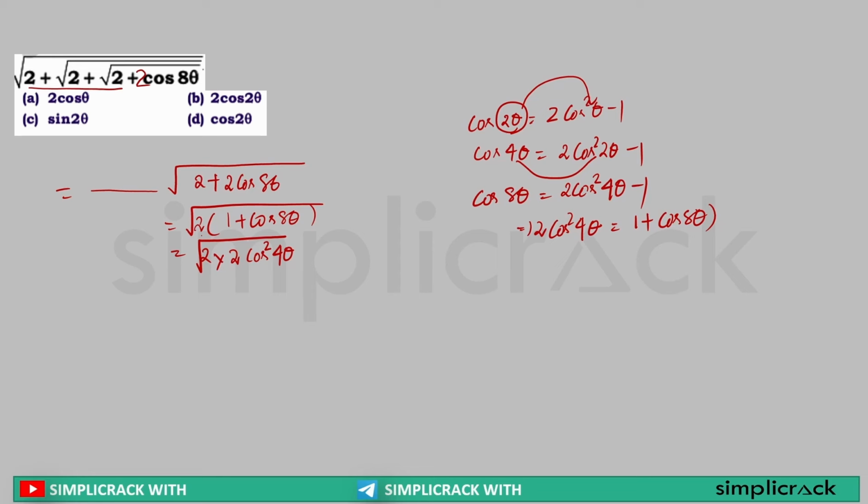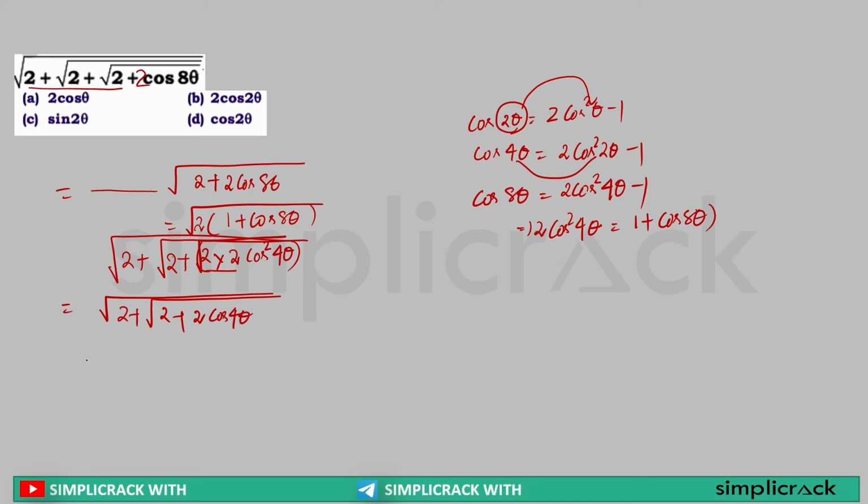Yes or no? Yes. Now, ahead of this, what is given? Sir, plus 2 square root of that, plus 2 square root of that. Yes or no? Yes. Now, sir, the square root of this whole thing will be what? So let's write 2 plus square root of 2 plus 2 cos 4 theta. The 4 square root is 2, and cos square theta square root is cos 4 theta.